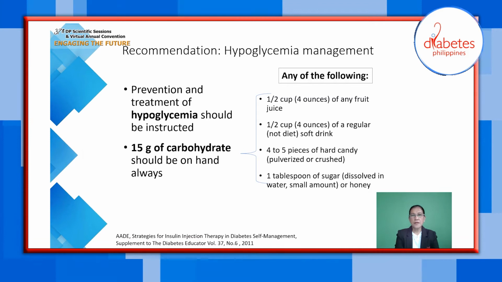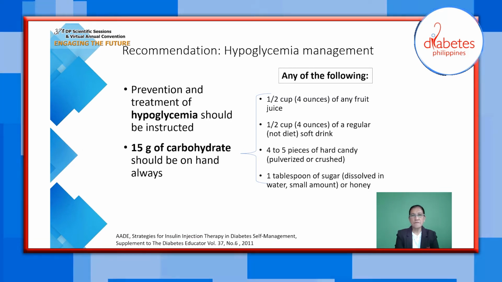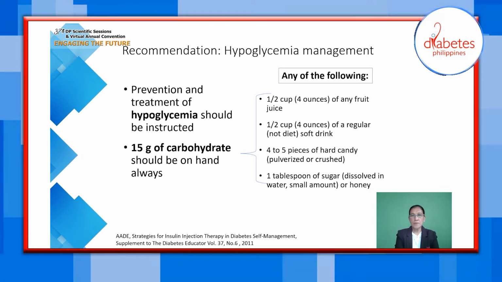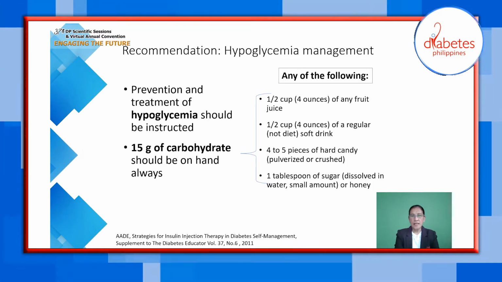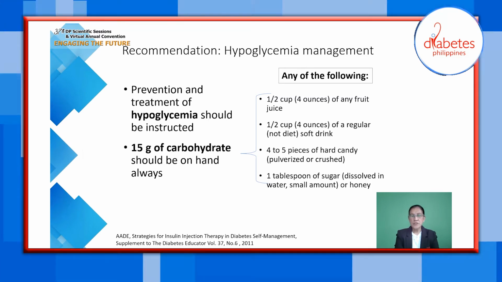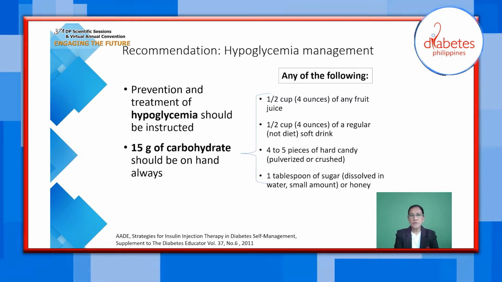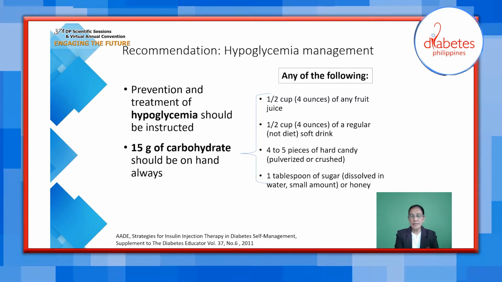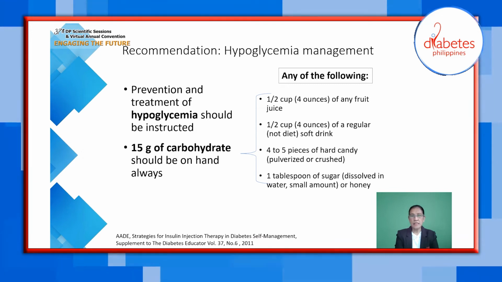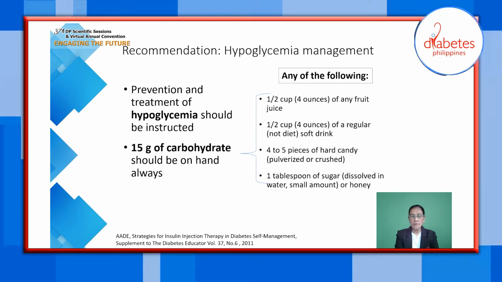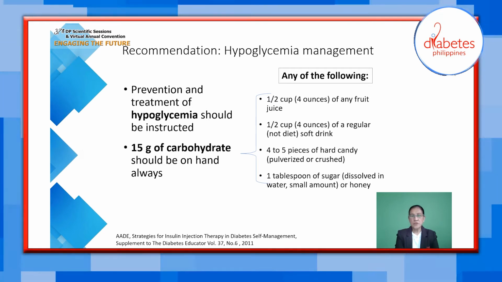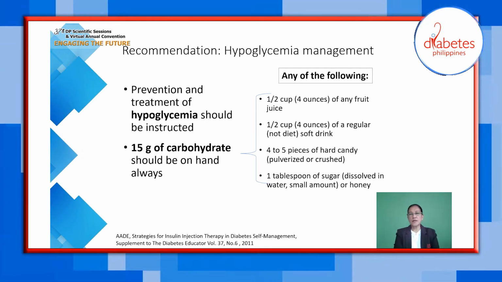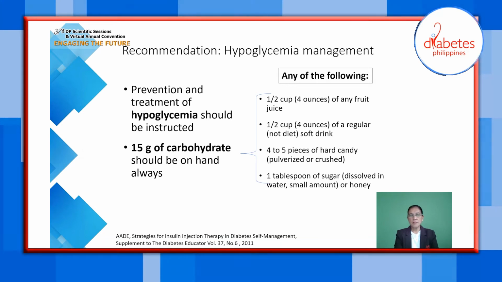A half cup or 4 ounces of any fruit juice, a half cup of regular soft drinks. Never give diet soft drinks because there is no sugar in them. 4 to 5 pieces of hard candy should be crushed so that it can be easily dissolved in the mouth of the patient, and 1 tablespoon of sugar dissolved in a small quantity of water.